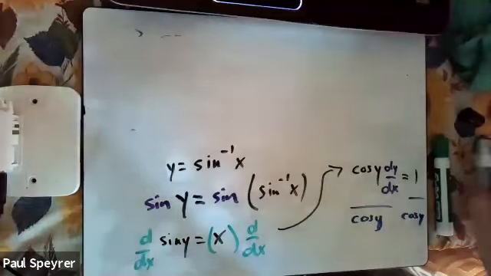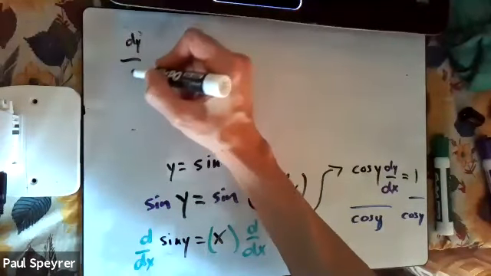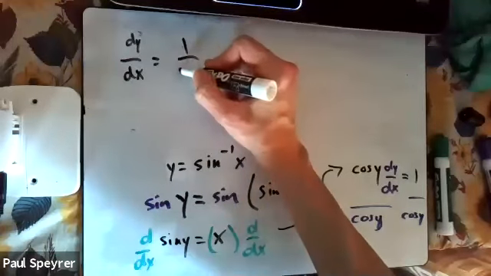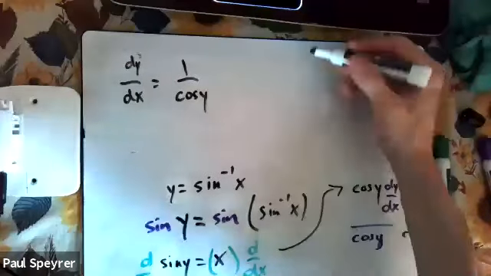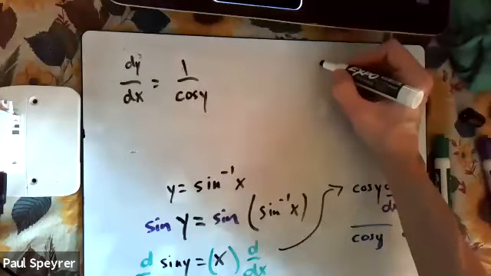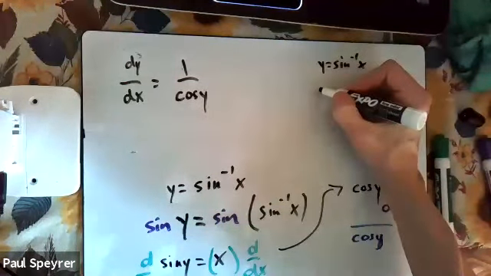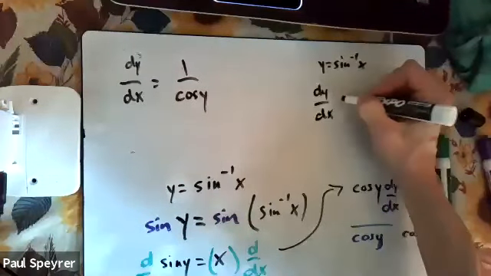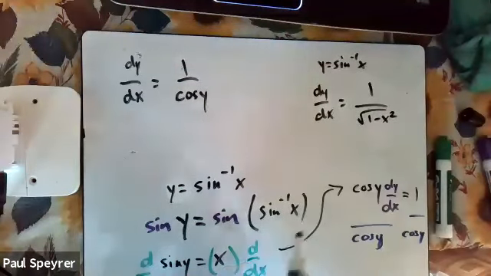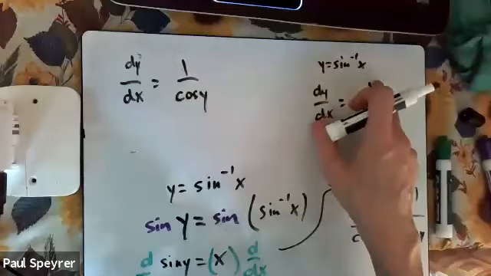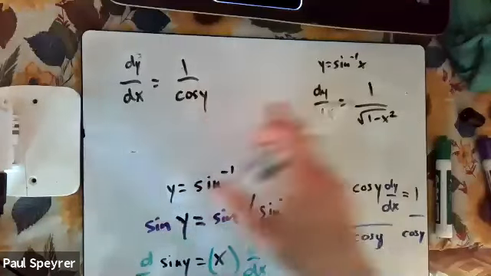Okay, so now we have dy dx equals 1 over cosine of y. But remember, we initially said that if we have y equals arc sine of x, dy dx needs to equal 1 over the square root of 1 minus x squared. So we're kind of there, right? We got the 1, but what about the denominator? We need to make cosine of y somehow equal to this right here. How do we do that?